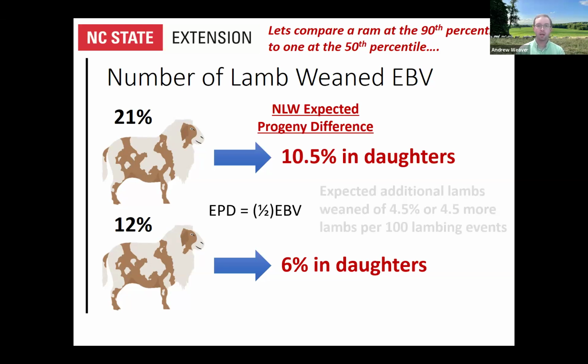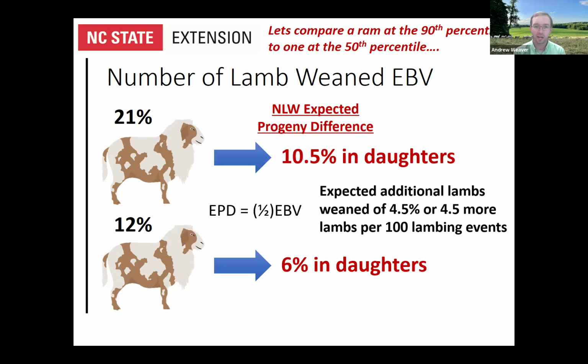So if we compared the litter size at weaning, the number of lambs weaned per ewe lambing in those daughters, we would expect additional lambs weaned of 4.5%, or 4.5 more lambs per 100 lambing events, or 0.045 lambs per ewe. There's a couple different ways you can think about it there. Hopefully that's not too confusing. But you're going to see larger litter sizes being weaned, surviving to weaning, in those daughters of the ram at the top.